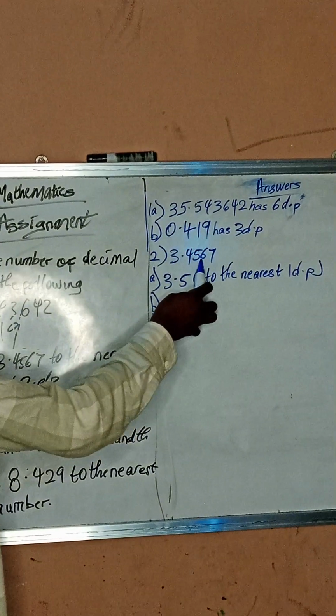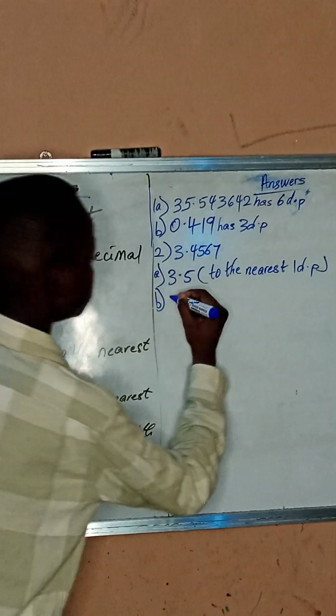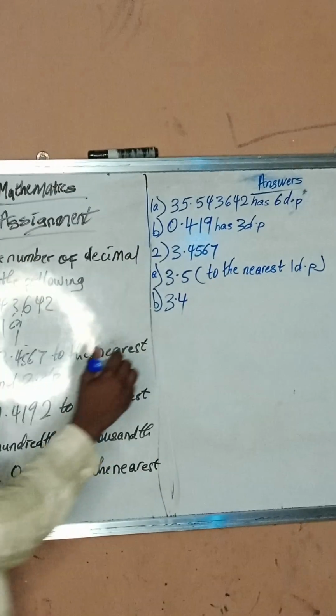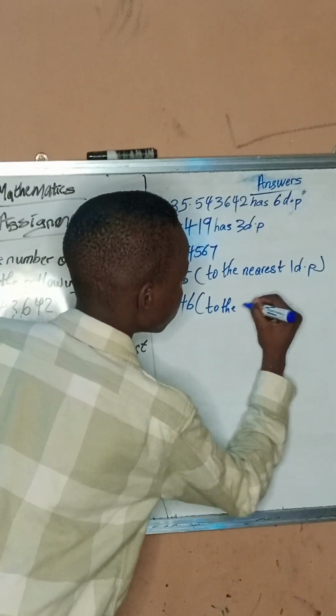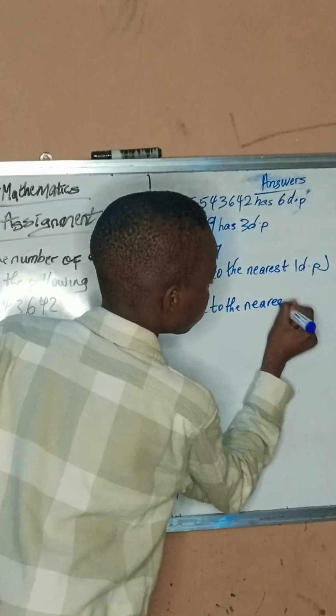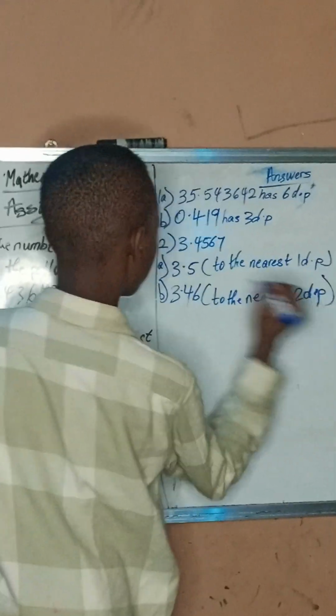Number 2, second decimal place. So what is the decider? The decider is 6. 6 is more than 5, so you add 1 to this 5. That will be 3.46, since 5 plus 1 is 6. You put your brackets: to the nearest 2 decimal places. Close brackets.